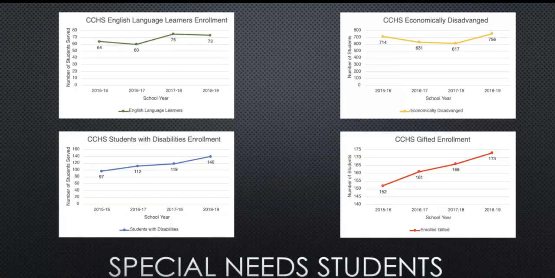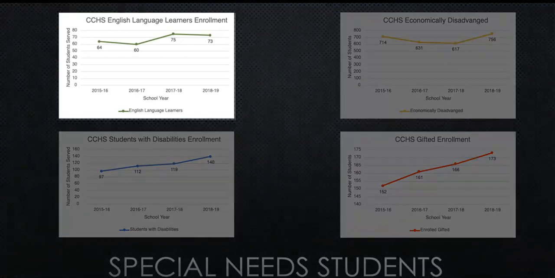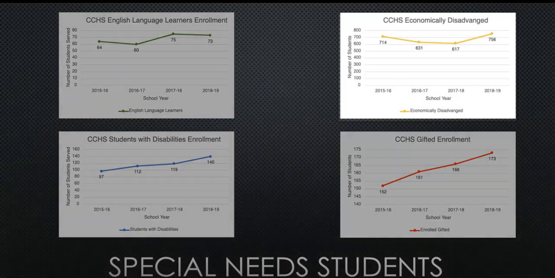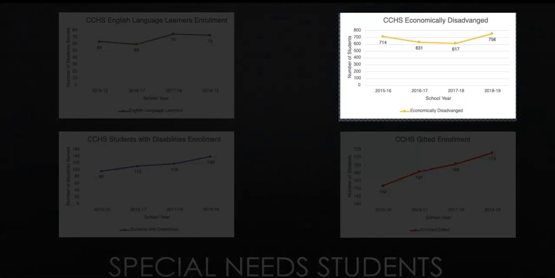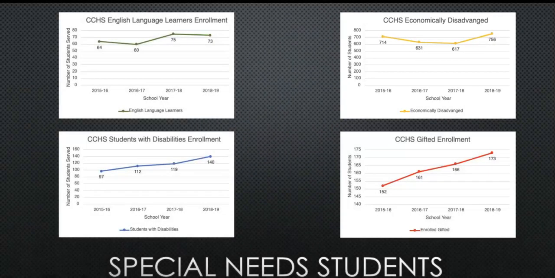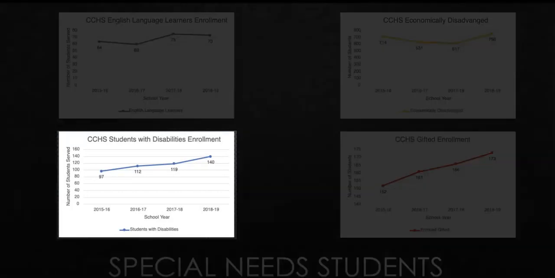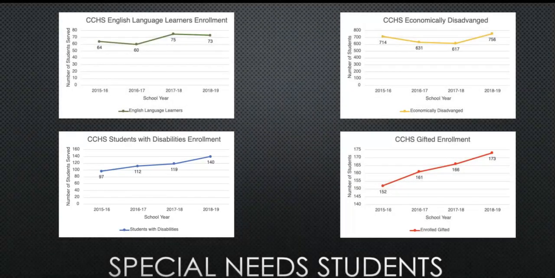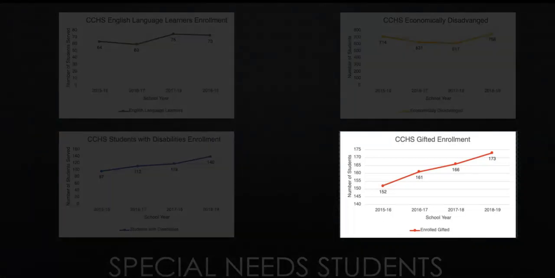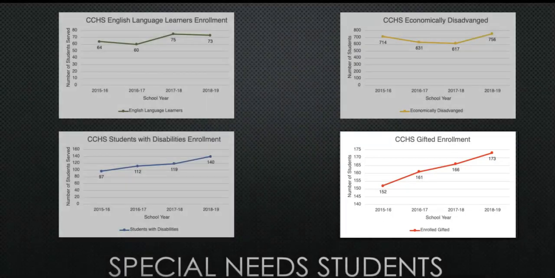Here we see the number of special needs students broken down for each demographic group. Top left, we have the English language learners. On the top right, we have the economically disadvantaged. The bottom left, we have the students with disabilities. And on the bottom right, we have the gifted students.